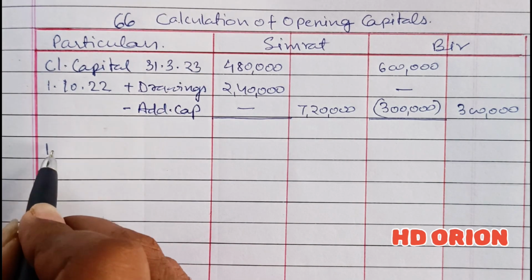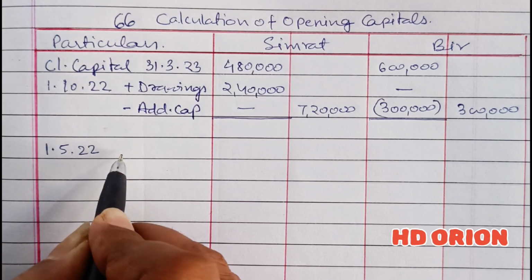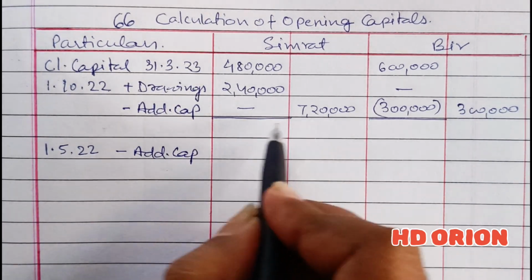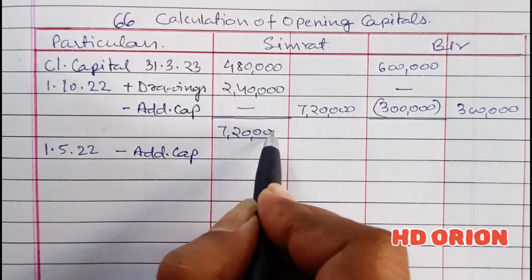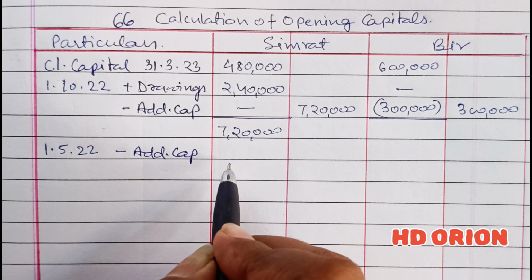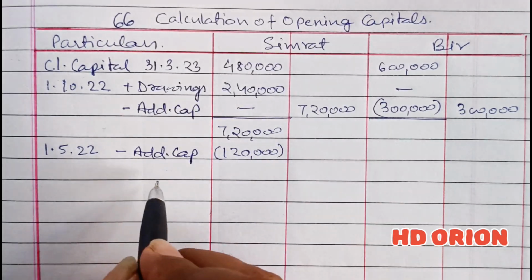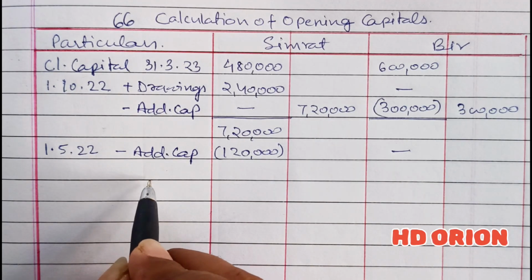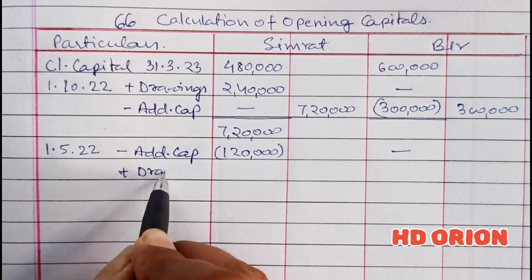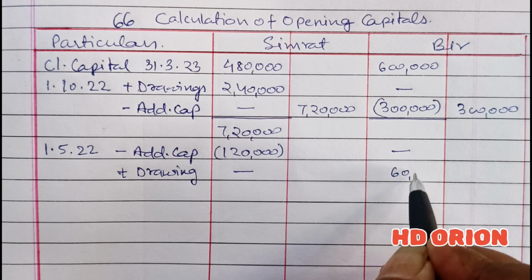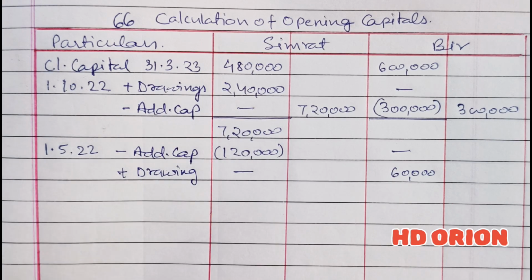Then on 1st May 22, there is additional capital, we will subtract additional capital. Additional capital by Simrat is rupees 1,20,000, so we will subtract it. And there is no additional capital by Veer, but we will add back drawings of Veer, and drawings of Veer is rupees 60,000. Now both these drawings are out of capital, not out of profit.